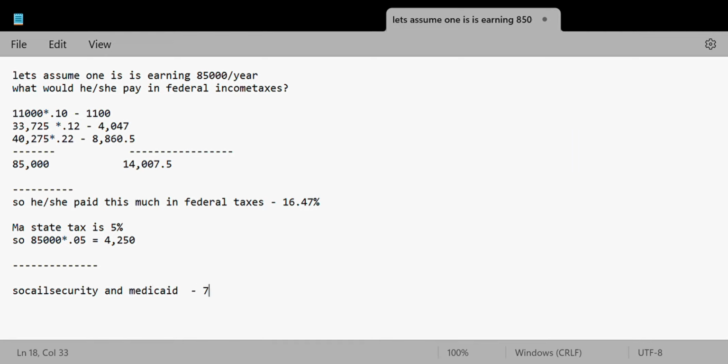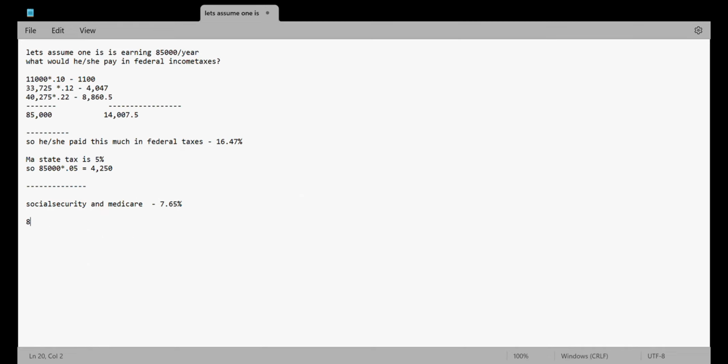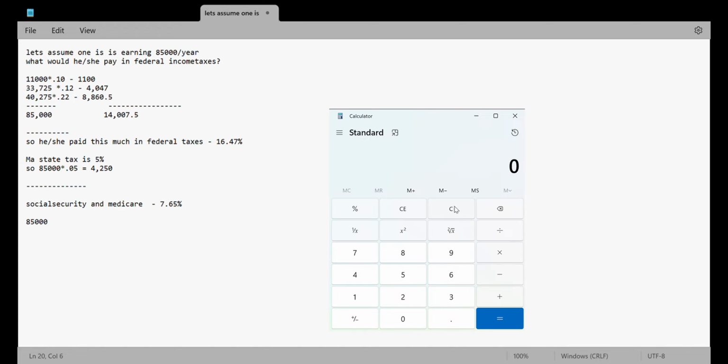The other two taxes would be Social Security and Medicare. Altogether, for these two taxes, the percentage is 7.65%. So this is the amount you will be paying in Social Security and Medicare taxes. In order to calculate this, we multiply 85,000 by 0.0765. The number you see is $6,502. That is the amount you will be paying yearly in Social Security and Medicare taxes.